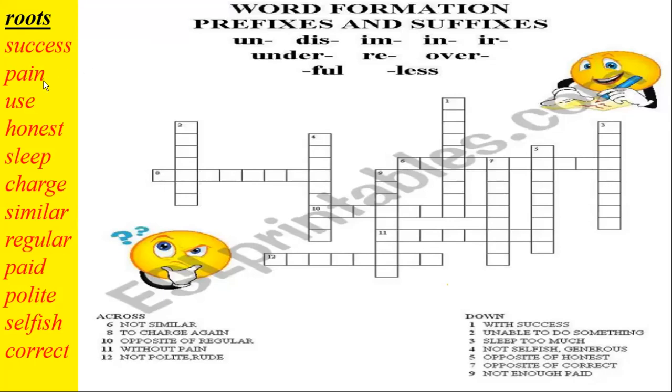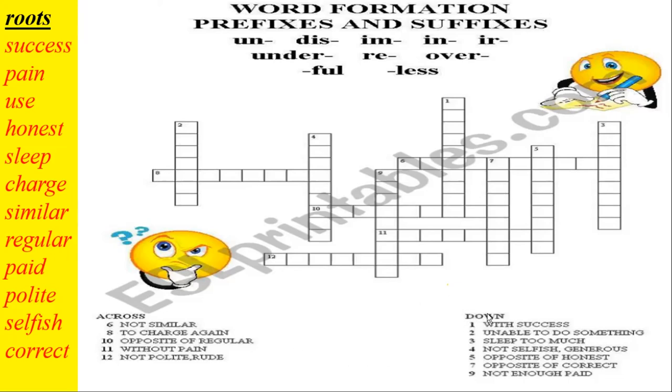Here on this side, on your left side, root words are given. They are on display. You can make use of them. Success, pain, use, honest, sleep, charge, similar, regular, paid, polite, selfish, correct. Those are the root words, and these are the clues across. Number 6, not similar, like that.